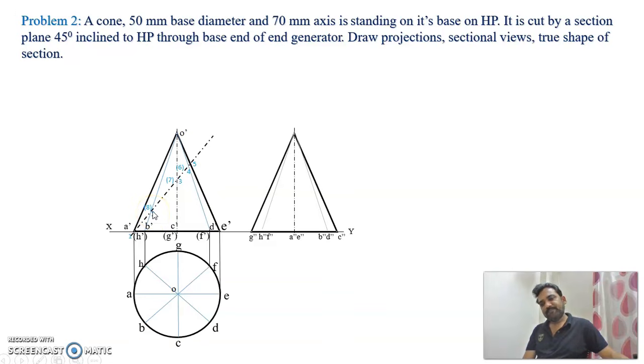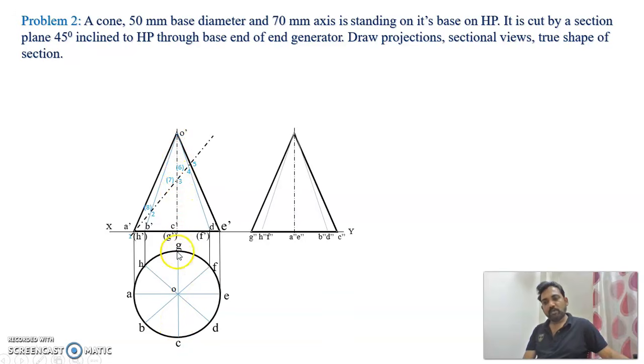Now to get the top view, start projecting these points onto the top view. You can see that if I project point 1, its projection will come straight away on point A. The projection of point 2 will come on OB in the top view, since it is cutting O dash B dash. The projection of point 3 will be on O dash C dash, so here on OC.